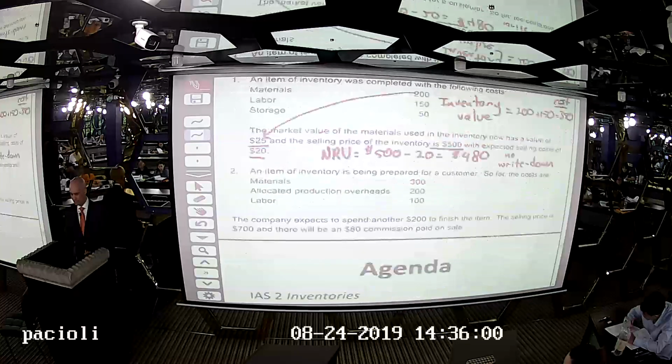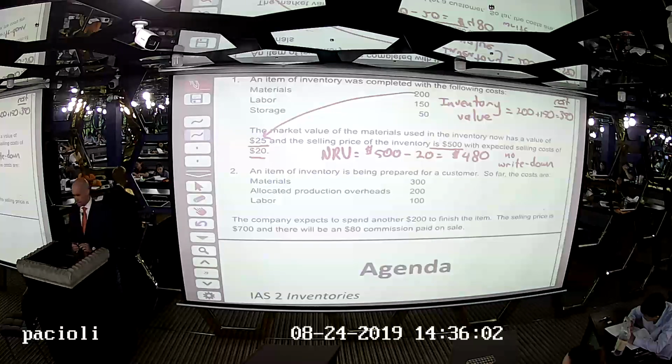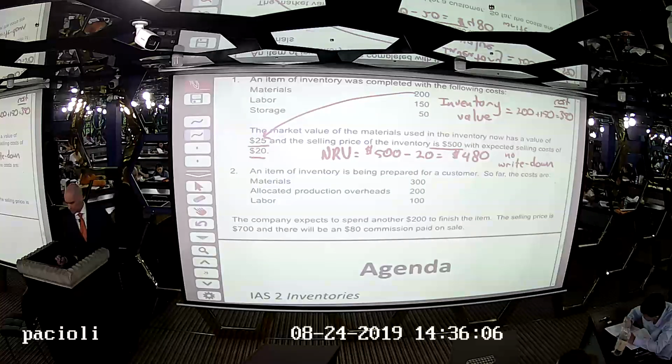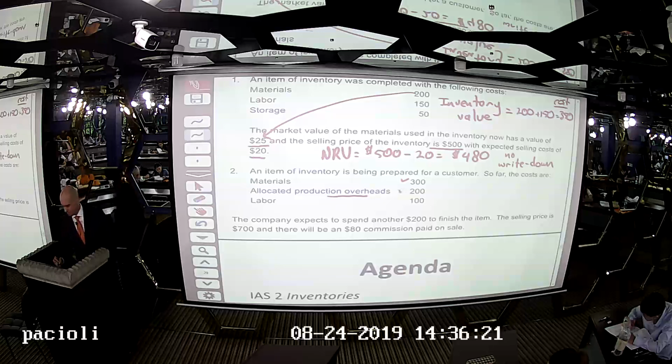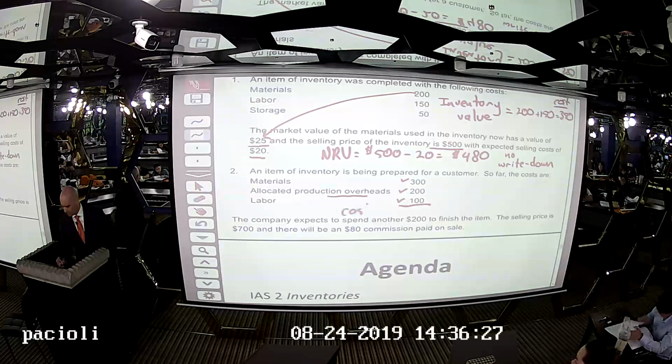Okay, next, number 2. An item of inventory is being prepared for customers. So far the costs are materials. Should we include materials? Yes. Should we include the production overhead? Production overhead means like electricity, factory rent. Should we add? Yes. And labor, should we add? Yeah, so we add them on. So the cost is 600.